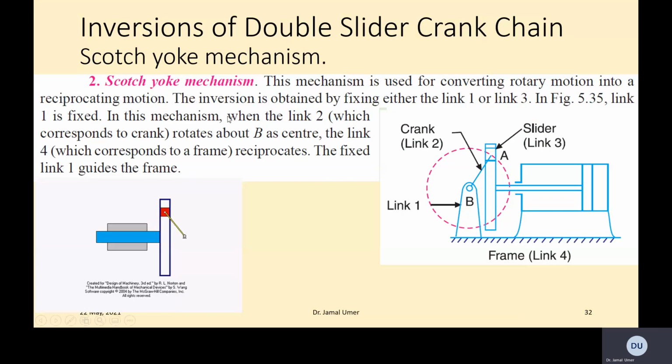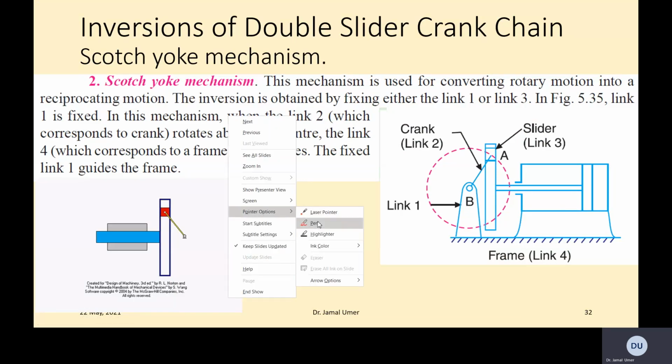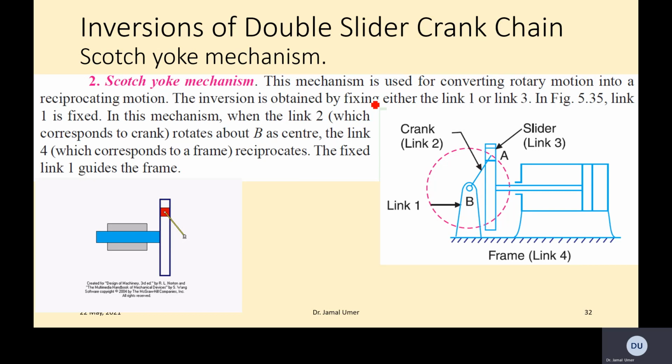So in Scotch yoke mechanism, this mechanism is used for converting rotary motion into a reciprocating motion. The inversion is obtained by fixing either the link 1 or link 3. So either you can fix link 1, which is this one, or else you can fix link 3 as well.